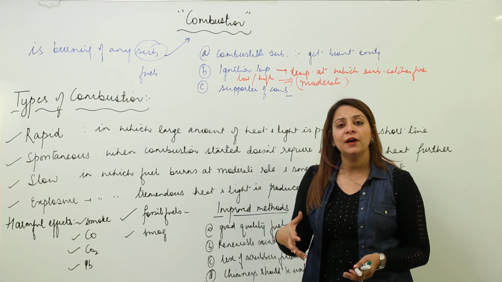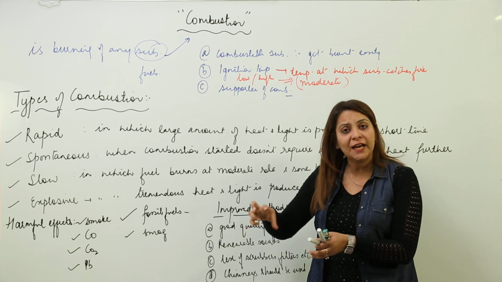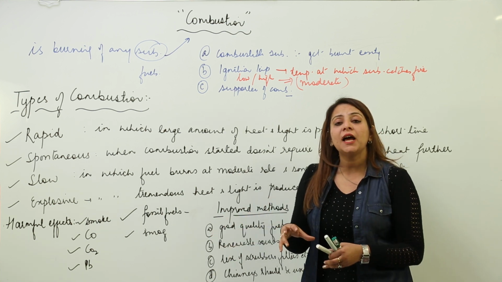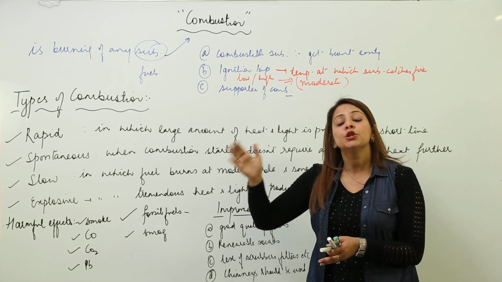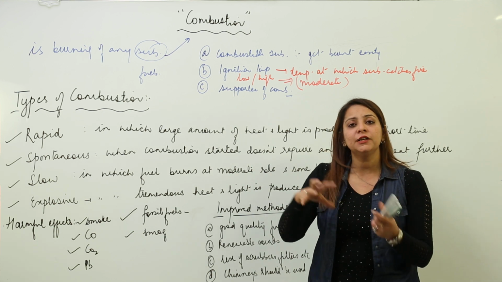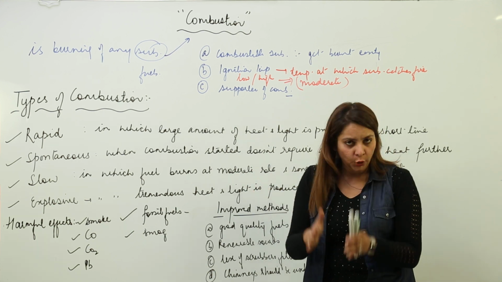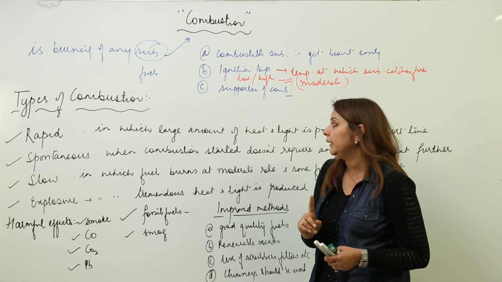And if it has a low ignition temperature, then it will catch fire very easily. But if it has a high ignition temperature, that means it will catch fire very late. So we need a substance which should have moderate, that means neither fast nor slow, it should catch fire at a moderate rate. So proper ignition temperature should be reached whenever we are burning anything.